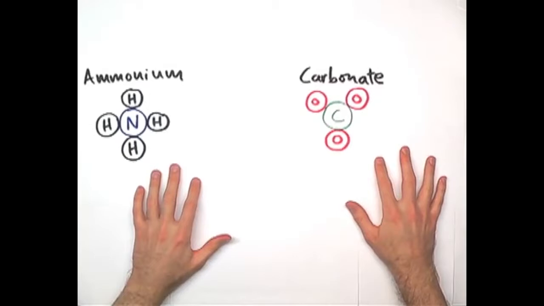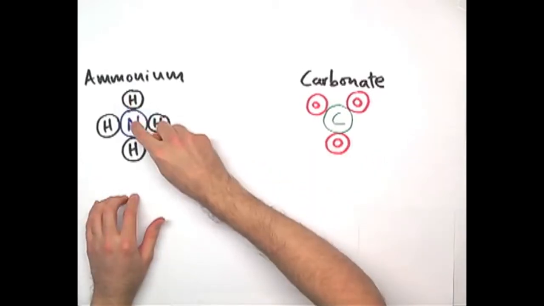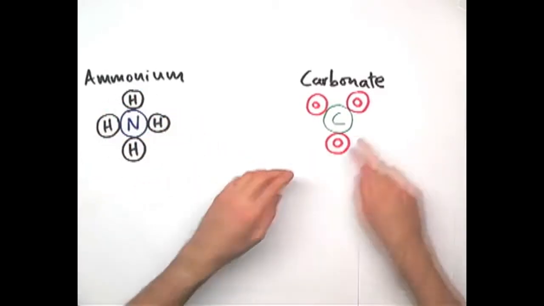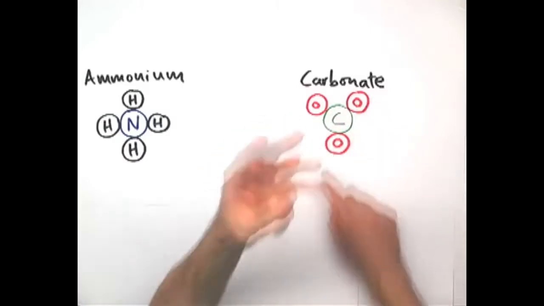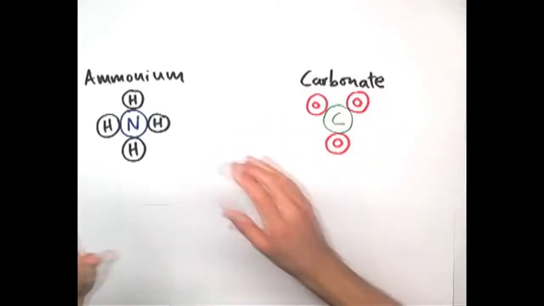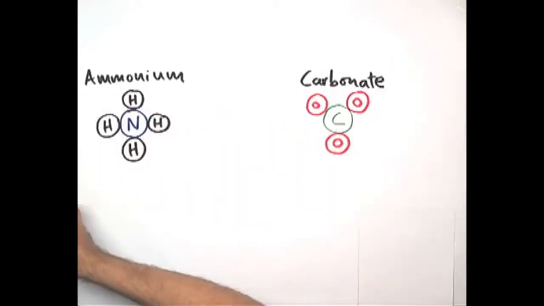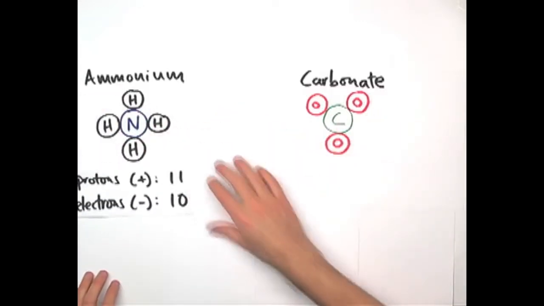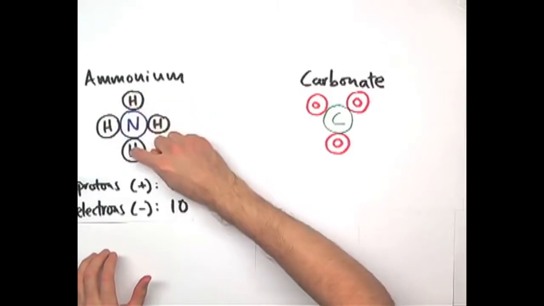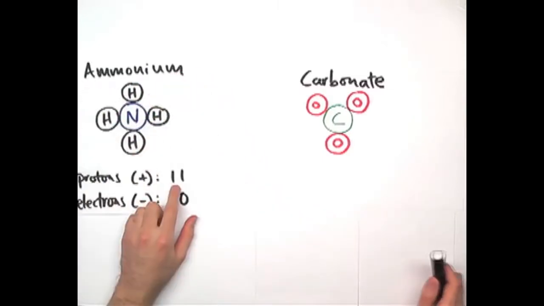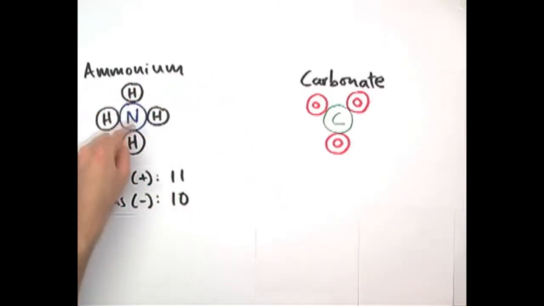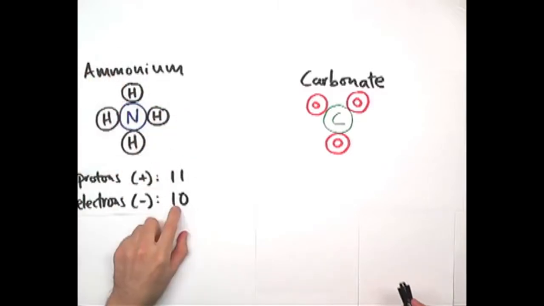So here are two of my favorite polyatomic ions, ammonium and carbonate. Ammonium here is made up of 1 nitrogen connected to 4 hydrogens, and carbonate is 1 carbon connected to 3 oxygen atoms. Now, the atoms that are in each of these polyatomic ions have protons and electrons in them. So what we can do for both ammonium and carbonate is count up the number of protons that are in each of these atoms. If I do this for ammonium, I get 11 protons. And then if I count up the total number of electrons in this whole group, I get 10.